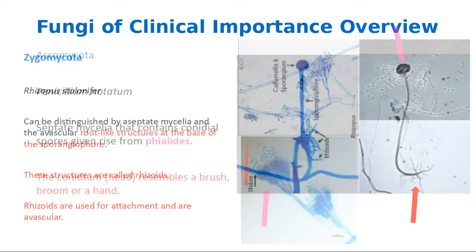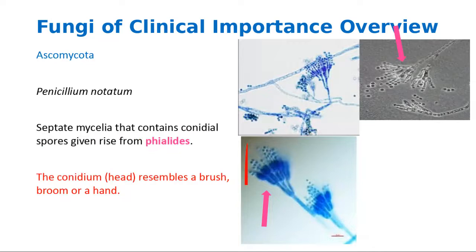All right, move on to the Ascomycota. And we look at Penicillium notatum. Penicillium notatum looks to me, at the pink arrows, like a hand, like the phalanges of the hand, or a brush or a broom, right? And then off of that are the conidiospores, right? So that's an easy way to remember. It looks like a brush or a broom or a hand.